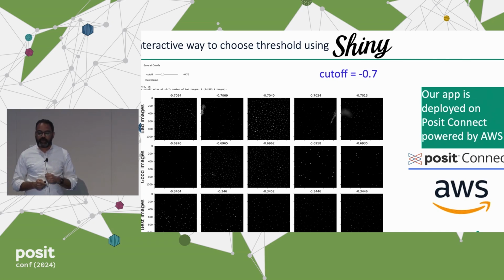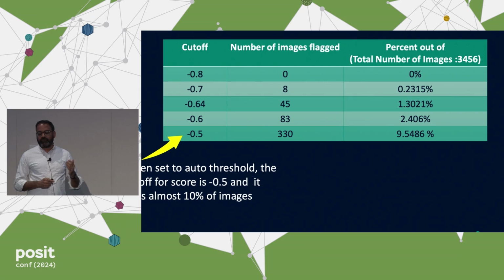So thanks to Connect. Just to give you an idea of how many images are getting flagged: on a plate, we get about 3,000 odd images. If you choose the automatic threshold, you can reject up to 10% of these images, which is really not great because you might be losing a few images that are actually good. So we can keep adjusting the threshold, and then you can see the number of images that are flagged reduce.